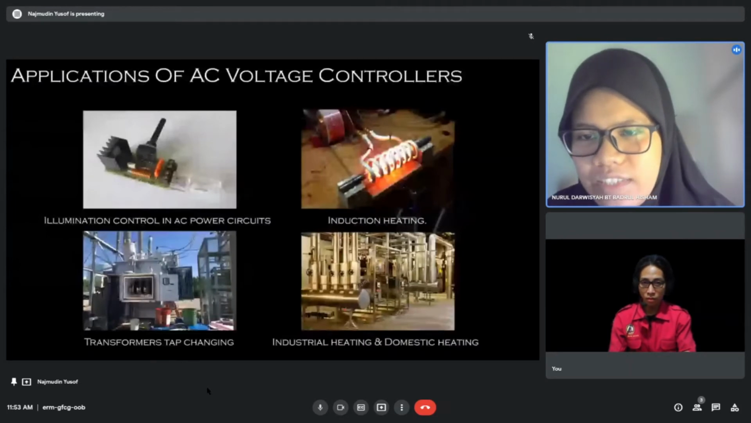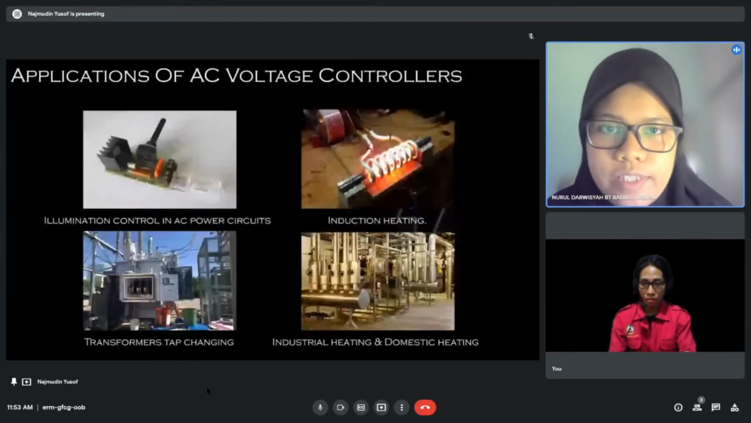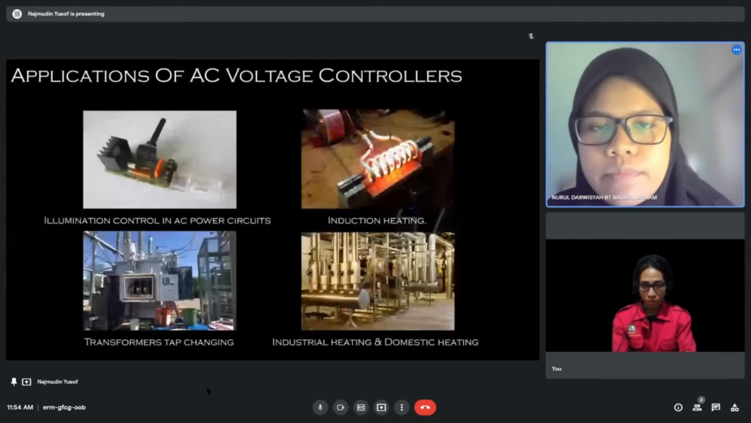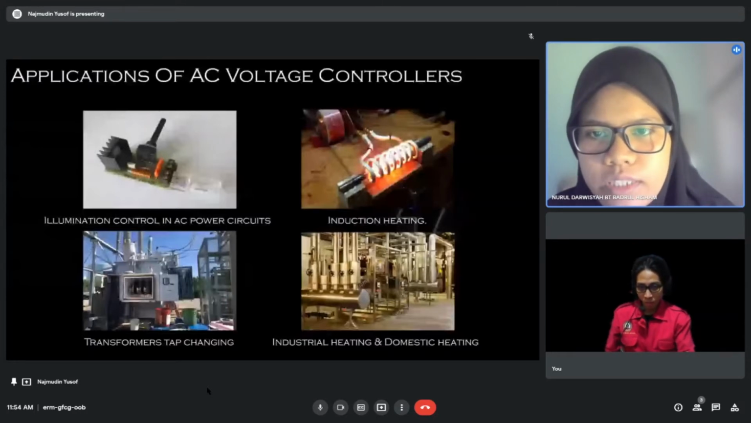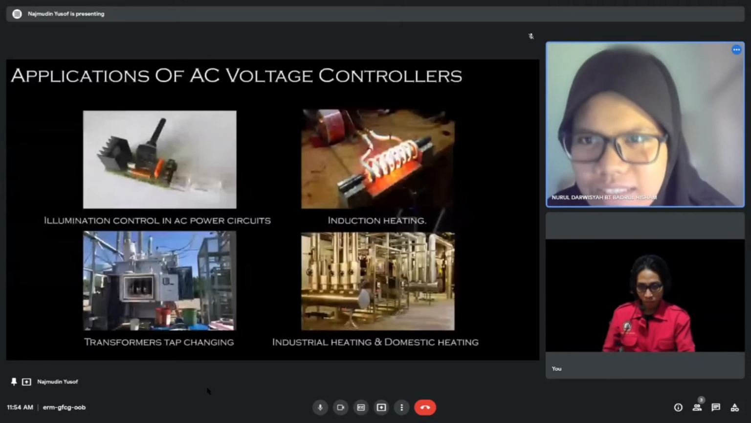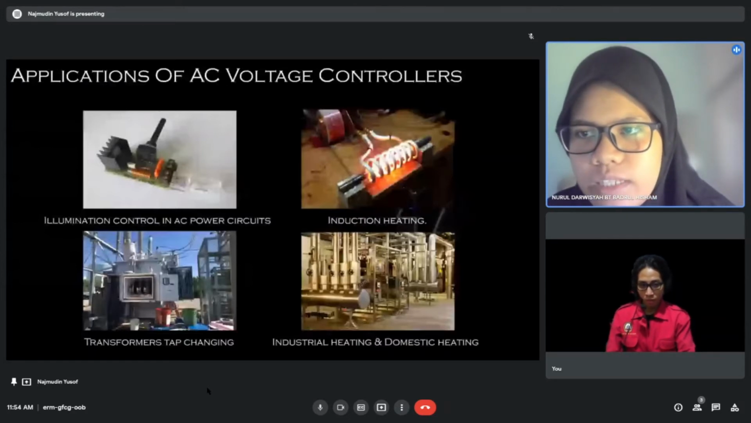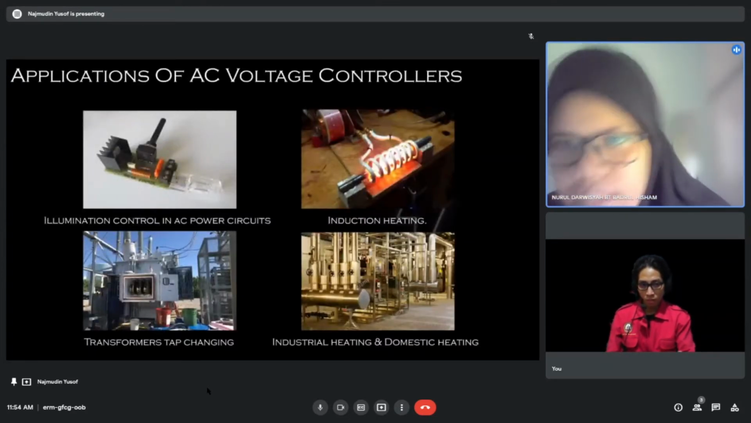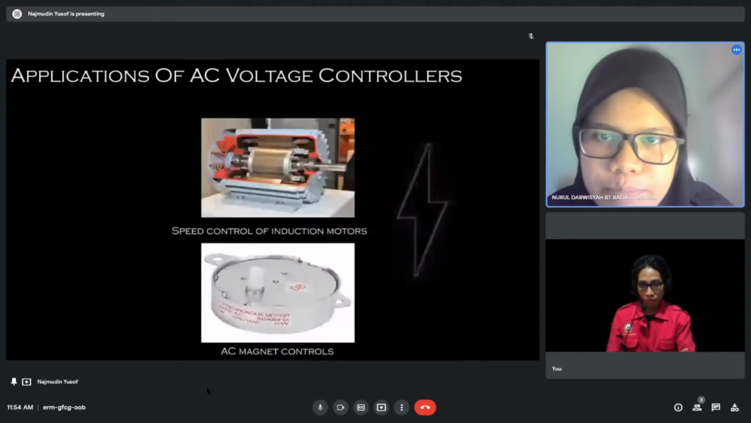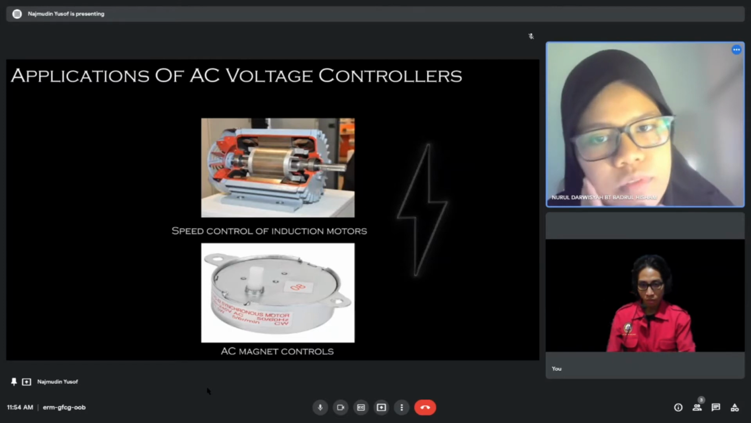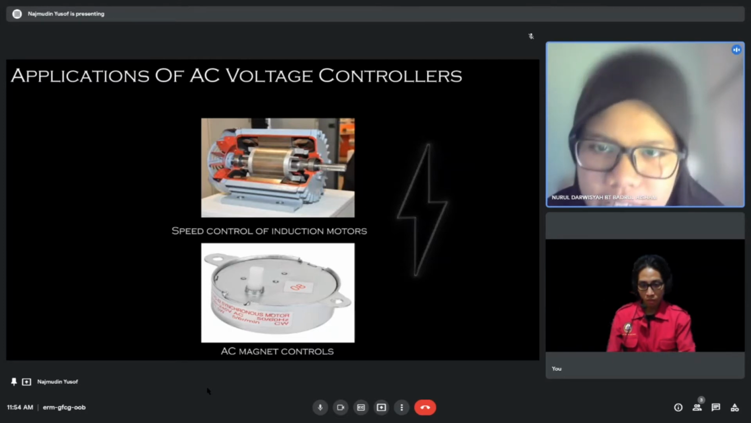Applications of AC voltage controller. First, illumination control in AC power circuit, induction heating, transformer tap changing, industrial heating and domestic heating, speed control of induction motor, and last, AC magnet controls.